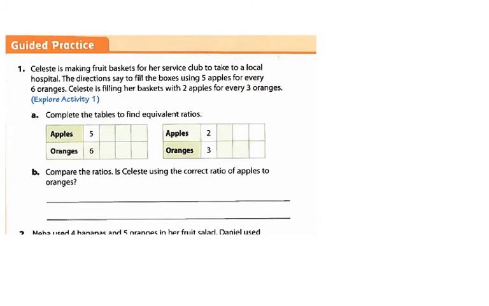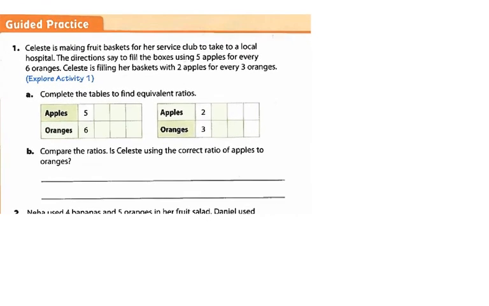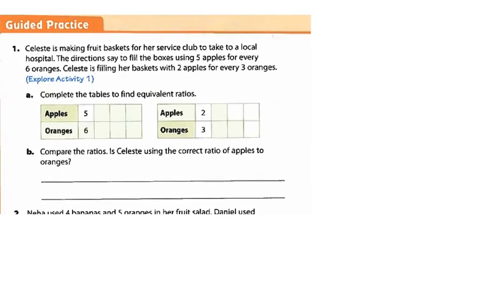Okay, here is an example from the Go Math packet from school. Okay, so it says Celeste is making fruit baskets for her service club to take to a local hospital. The directions say to fill the boxes using 5 apples for every 6 oranges. So that is ratio language there. 5 apples for every 6 oranges. She's filling her baskets with 2 apples for every 3 oranges. So we need to complete these tables to find equivalent ratios.